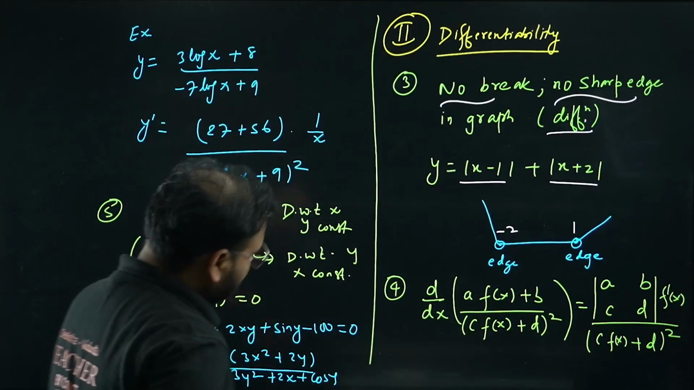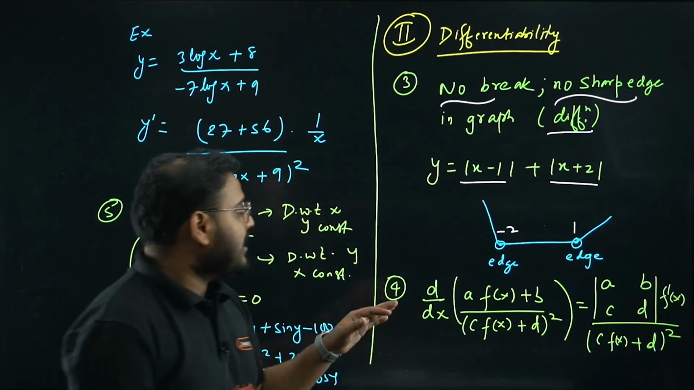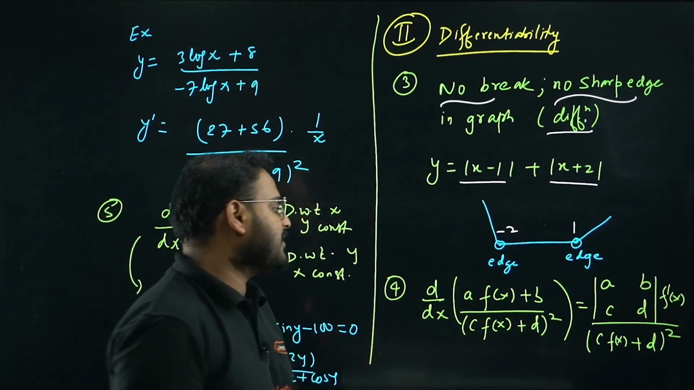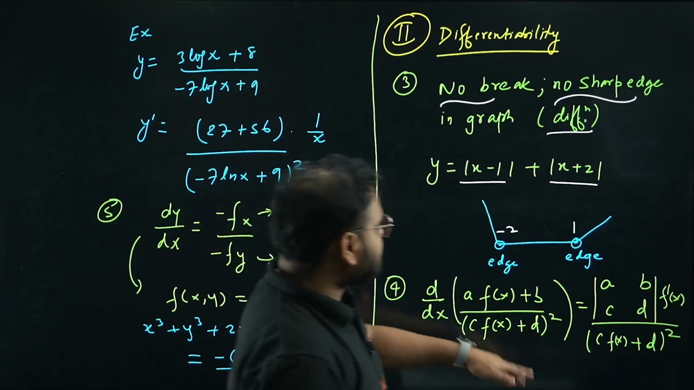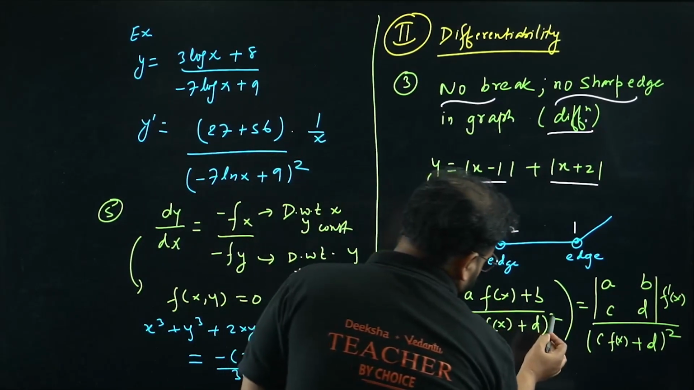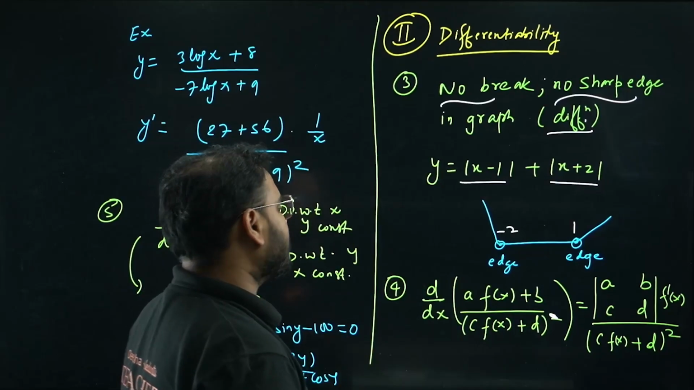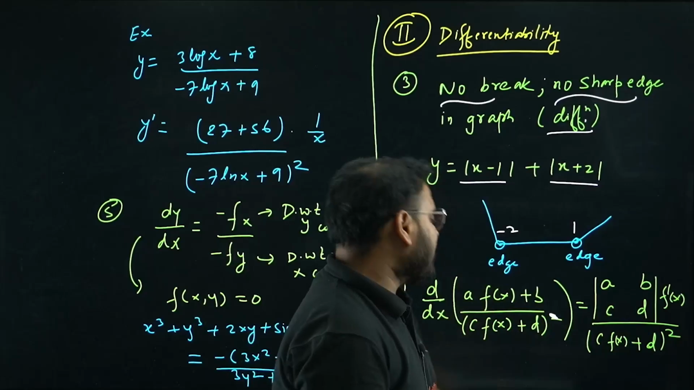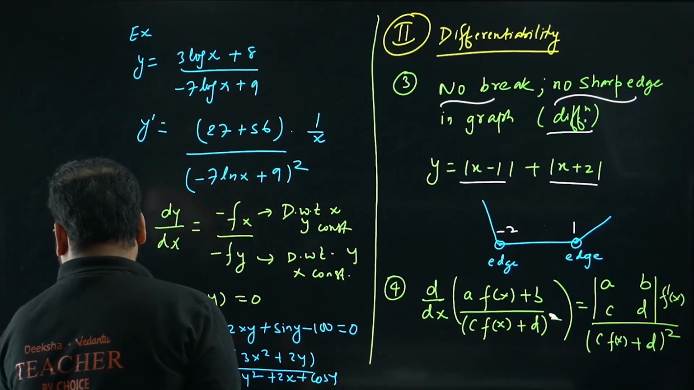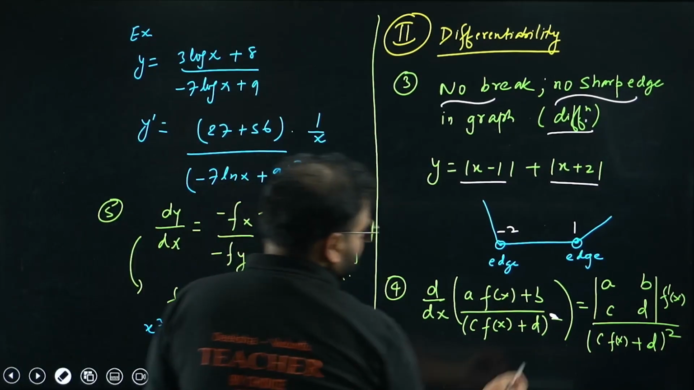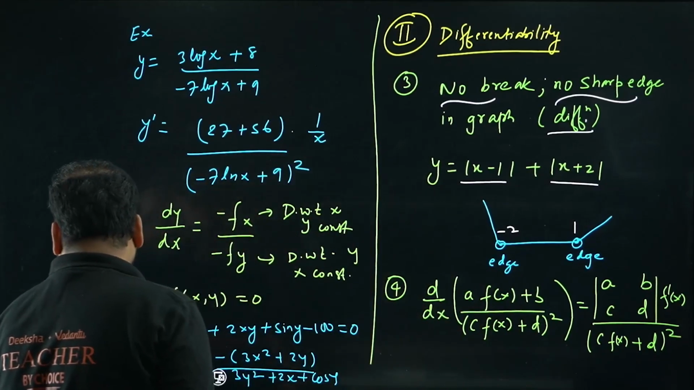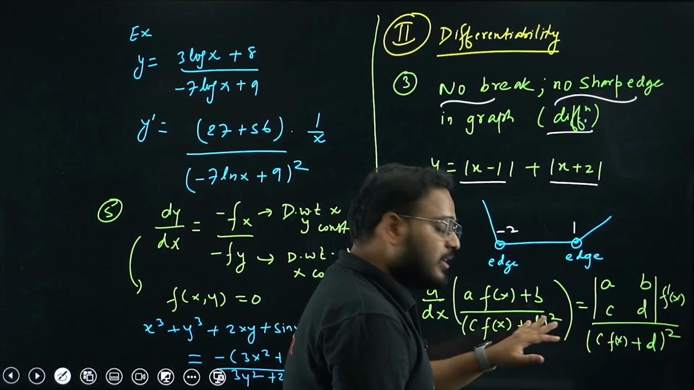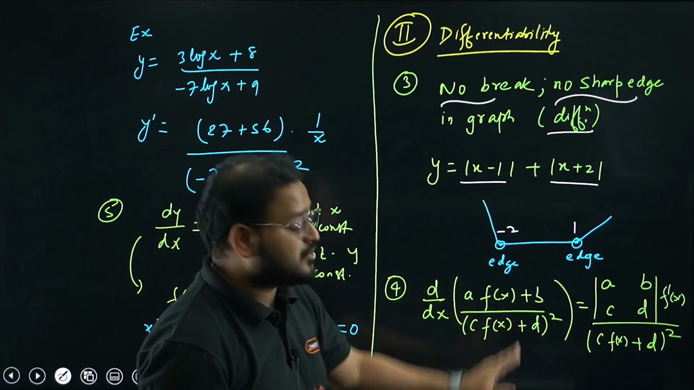For trick number 4, if you're looking for the derivative of a function like this, (a f(x) + b) / (c f(x) + d), the whole square. So what are you going to do for this? Please check, there's no whole square over here. Let me cross check this trick and let you know in the comment section whether it has the square or not. For now I'll keep it like this, because I think the square was there in the session I made.